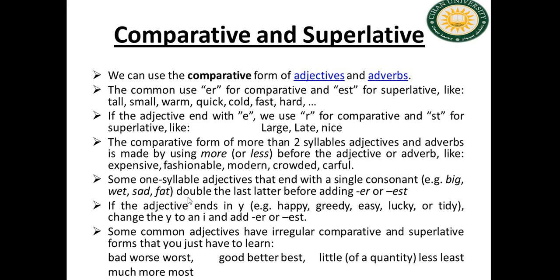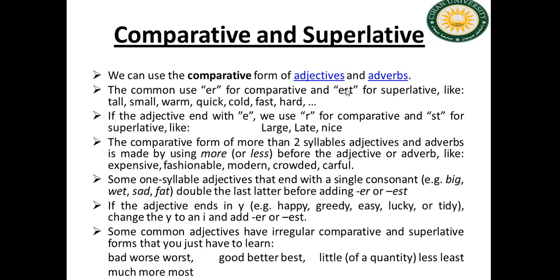That's for comparative. Wetter, double T-E-R. Sadder, double D, S-A-double-D-E-R. Sadder than. Fatter, F-A-double-T-E-R. That's for comparative. Now for superlative, you put double G-E-S-T. It will be the biggest, the wettest, W-E-T-T-E-S-T, the saddest, S-A-D-D-E-S-T. So see here, double D. You duplicate the last letter and you put after that ER or EST for superlative. ER for comparative, EST for superlative.